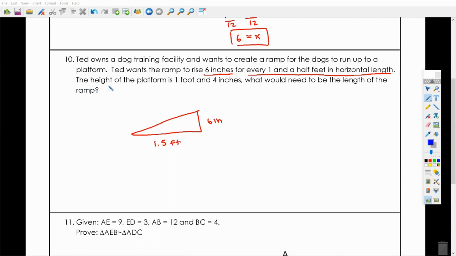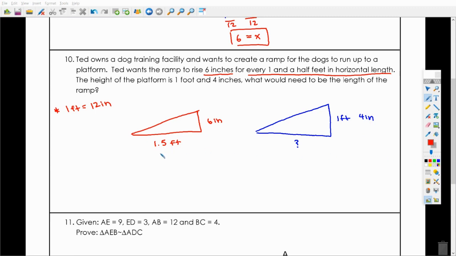Now we want to create a new ramp, and this new ramp is supposed to have a height of 1 foot and 4 inches. So we want to find what the length would be. So we're trying to build a different ramp here. So first off, you might need to know how many inches are in a foot. So for every 1 foot, it's equal to 12 inches. So we're going to just convert everything to make sure it's in the same units. Otherwise, our calculations will be off.